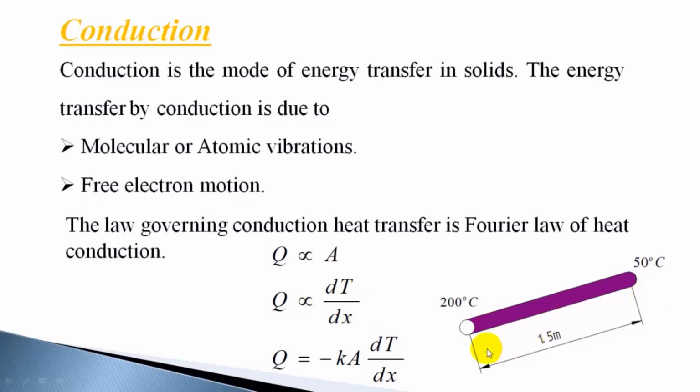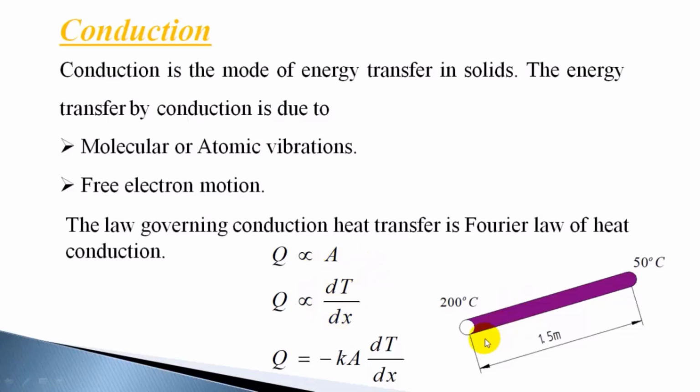Here, what is the temperature gradient? If you consider this rod, the temperature at the end is 50, and starting here its temperature is 200. Temperature gradient is 50 minus 200 divided by the length. Length is 1.5 meter. So minus 150 divided by 1.5, which will give minus 100. So temperature gradient is minus 100 degrees centigrade per meter. So that is the temperature gradient.